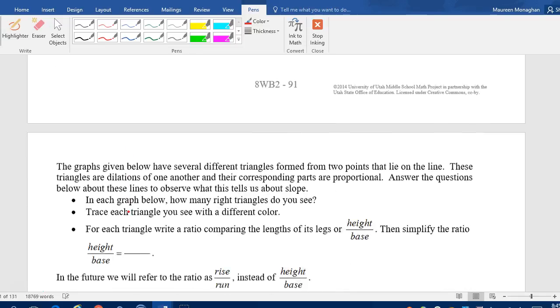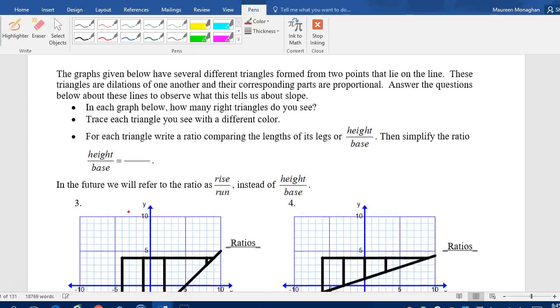So let's go ahead here. The graphs below have several different triangles formed from 2 points that lie on the line. These triangles are dilations of one another. Remember, a dilation is a change in size, and their corresponding parts are proportional. Answer the questions below about these lines.